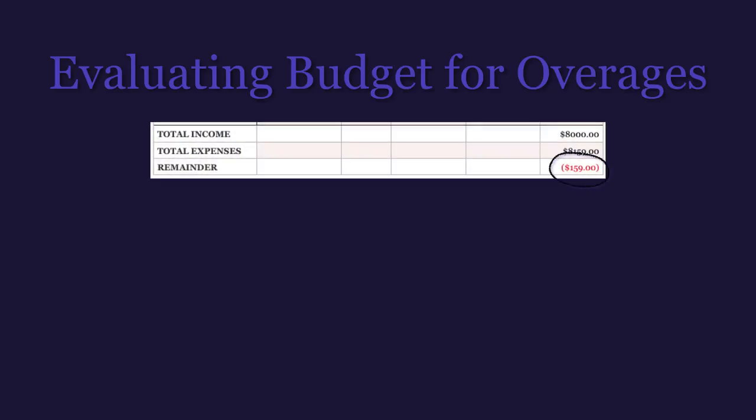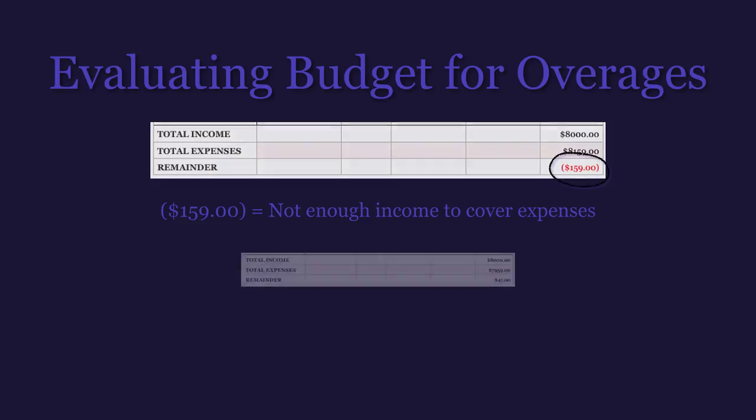So what we're looking for is a negative in the remainder section under our totals under the budget sheet. Now the negative looks red, has parentheses around it. That is basically meaning it's a negative. What that means is there's not enough income to cover your expenses the way your budget is right now. So that means we need to come up with $159 in our budget somewhere.